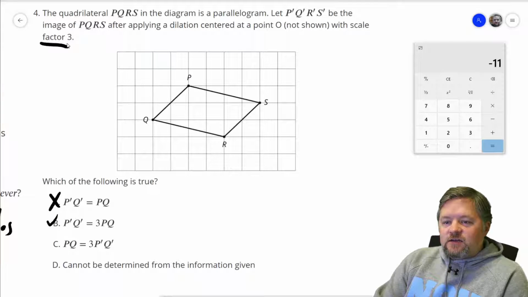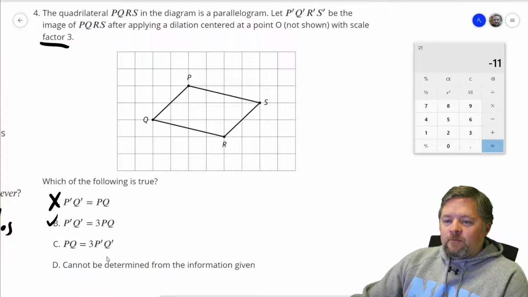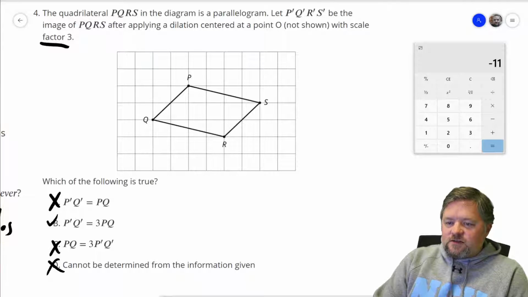Next question here says PQ equals 3 P'Q'. So is this original going to be 3 times as long as the new one? Well, scale factor of 3 means we're making the new one bigger. So the old one's not going to be 3 times bigger. That doesn't work. Cannot be determined from the information given. Hey, we got one of those as being true. That's not it. It's B.